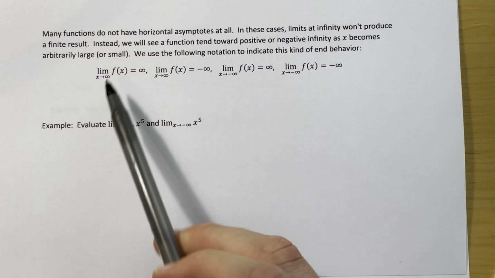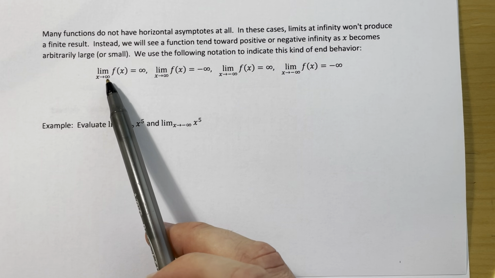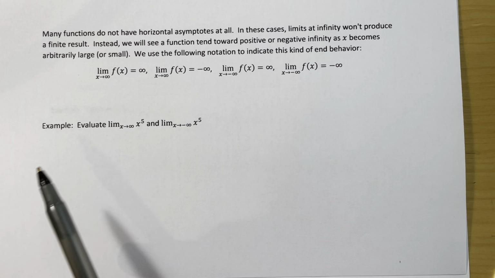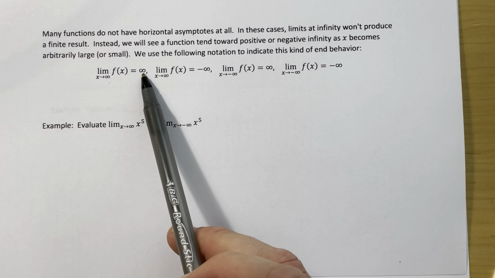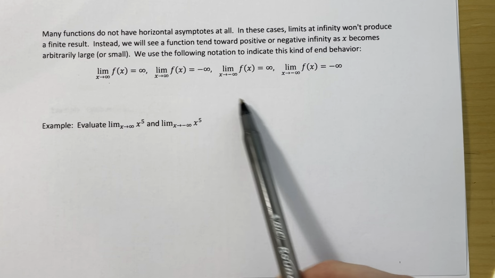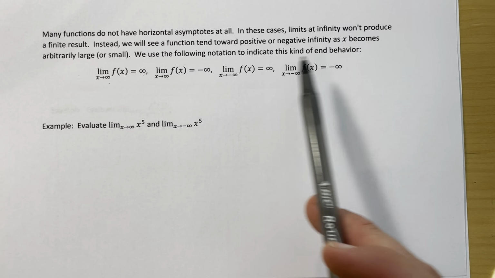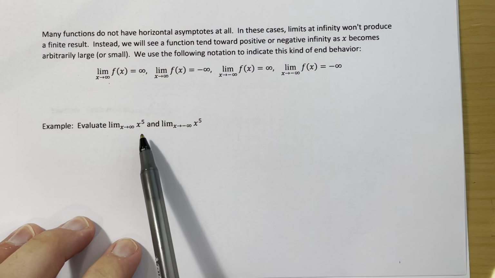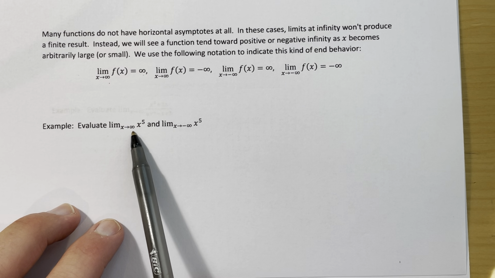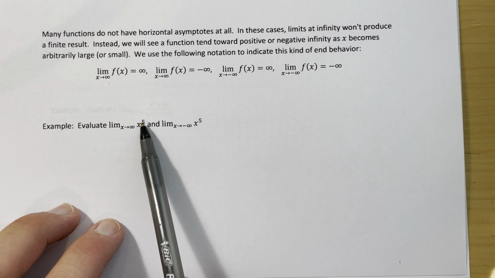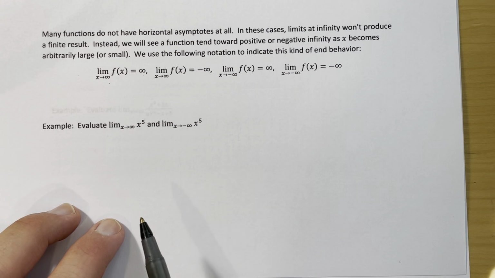So in those cases, you're going to see the infinity plus or minus show up in 2 places. So if a function f of x does not have a horizontal asymptote as x approaches infinity, then we're going to get one of these 2 cases. f of x either goes towards infinity or it goes towards negative infinity. Similar for cases where x is approaching negative infinity. We might have one of these 2 cases. So here, we want to evaluate the limit as x approaches infinity of the function x to the 5th, and the limit as x approaches negative infinity of the same function.